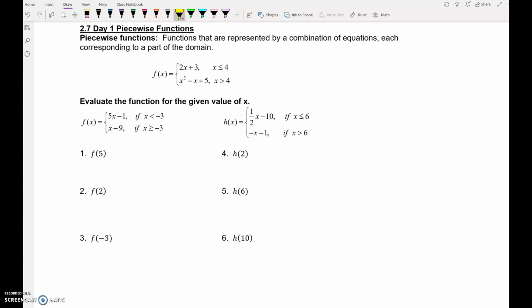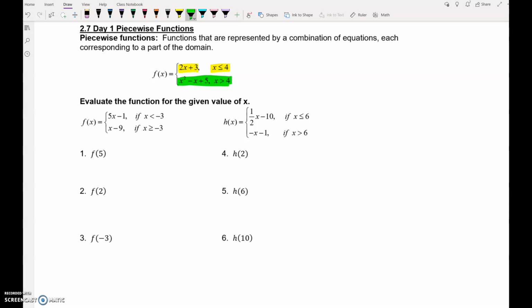A piecewise function is two functions rolled into one. So the first part of it is 2x plus 3. If we're using x values that are smaller than 4, then we are going to use this piece of the function. If our x value is bigger than 4, then we're going to use the other piece of the function. So before you do anything, you need to think about what x value am I using, and which piece of the function do I need in order to use that x value.